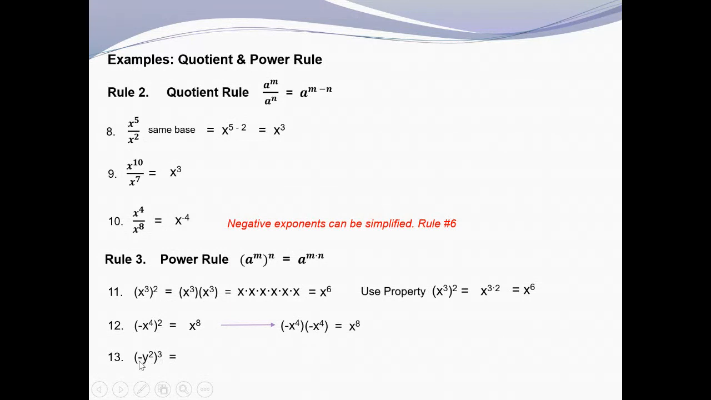Notice the negative y squared raised to the third power, right? Here, guys, if this exponent is odd and you have a negative base, the answer is going to be negative. But here's how the answer takes place. It's going to be negative y to the sixth power. Here's the reason why.